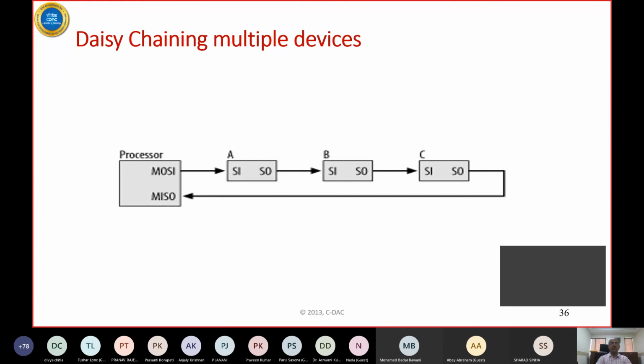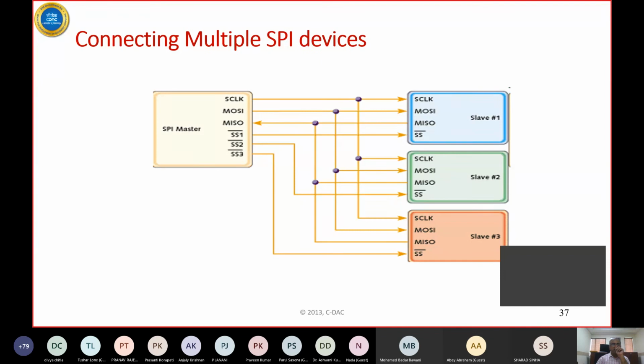The difference between this slide, this arrangement, and the arrangement in the next slide is as follows. Here you are daisy chaining, which means you just need two pins, MOSI and MISO, but then you have an overhead of transmitting the data multiple times if you have to send it to one hop away. Hence, we use an arrangement wherein the MOSI and MISO pins on slaves are connected in parallel, but then you need additional pins to select one device at a time.